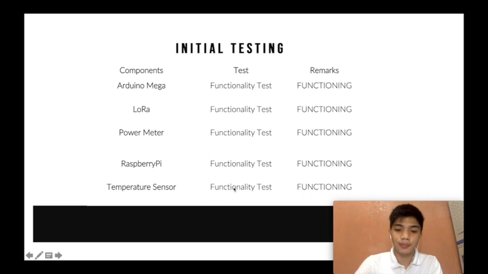Temperature sensor functionality test and functioning. So the importance of this functionality test, for example, the first time we bought Arduino Mega and we tested whether it's functioning or not, we realized that it has a problem, so we changed it immediately. So this shows how important this functionality test is.